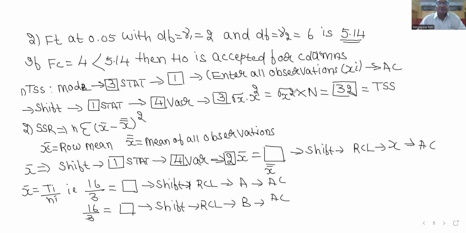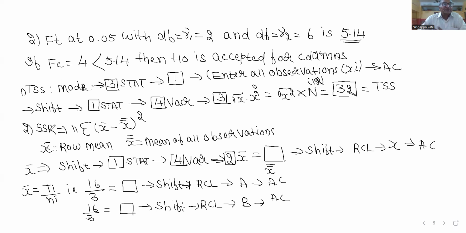On the display, you must get sigma x square. After getting sigma x square, multiply it by n. n equals how much? 12. If you multiply it by 12 and press the equal button, you get 32, that is TSS. And enter the TSS value in the table.